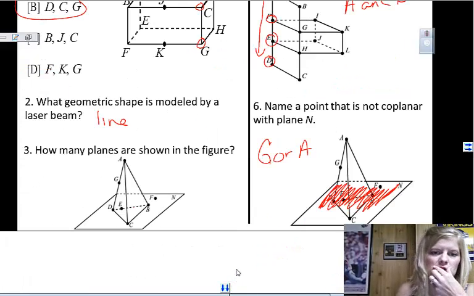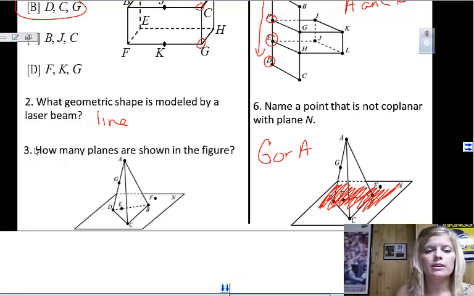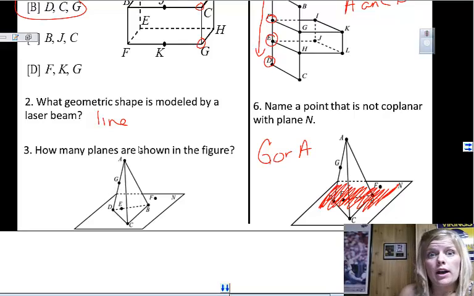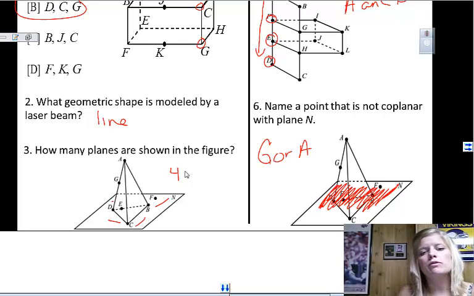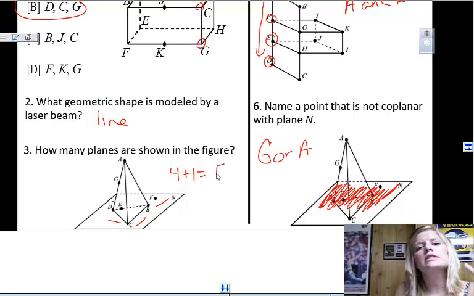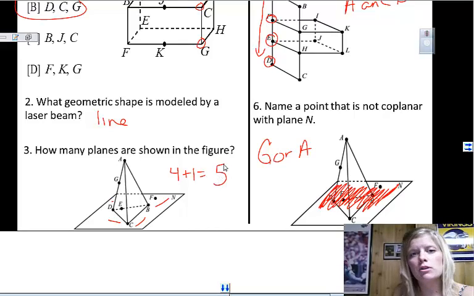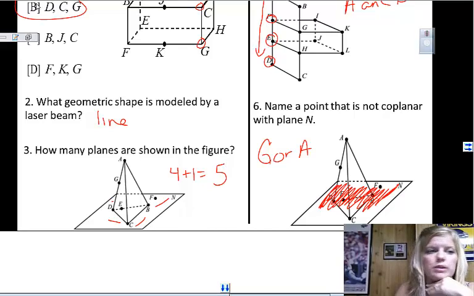And the last question, how many planes are shown in this figure for number 3? Scooting back. Well, a triangle has 3 sides, and the base makes 4, and it's on top of this plane right here. So 4 plus 1 is 5. People who don't know Espanol, that's 5. How'd you guys do on the first one? I took off a couple review questions, so don't worry about that.